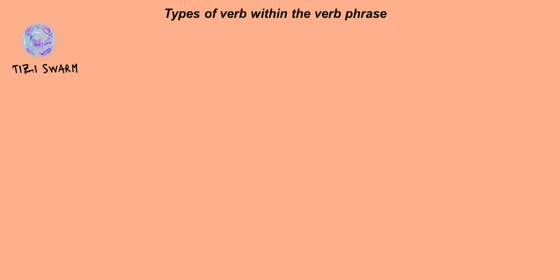So within a verb phrase, what types of verbs are there? We've already said there are transitive verbs and intransitive verbs, so that's the broad categories, and within those we can analyse them in a little bit more detail. The first kind of verb is a full verb or lexical verb, and that basically means that it carries the meaning. It's got some meaning on its own, and they generally act as main verbs.